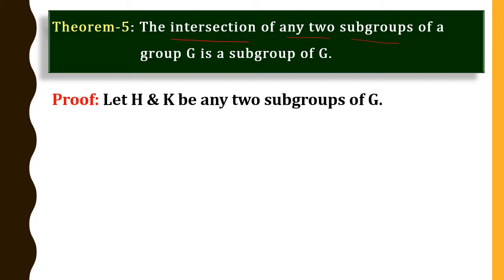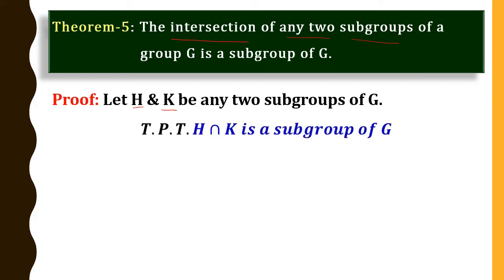Let us consider any two subgroups of a group G. So we shall take them as H and K. What are H and K? H and K are any two subgroups of a group G. Now, our aim is to prove that H intersection K is a subgroup of G.